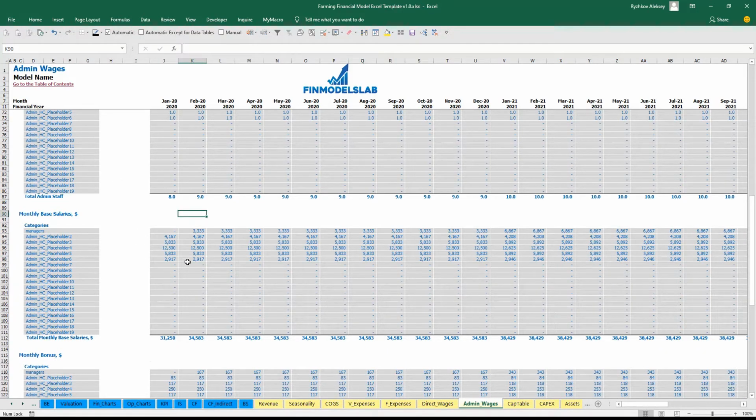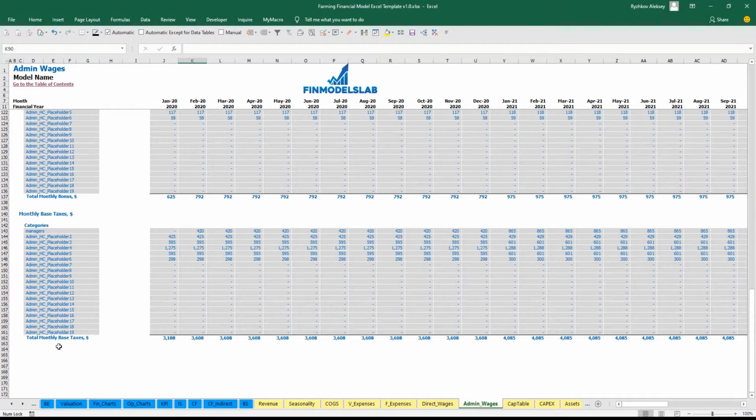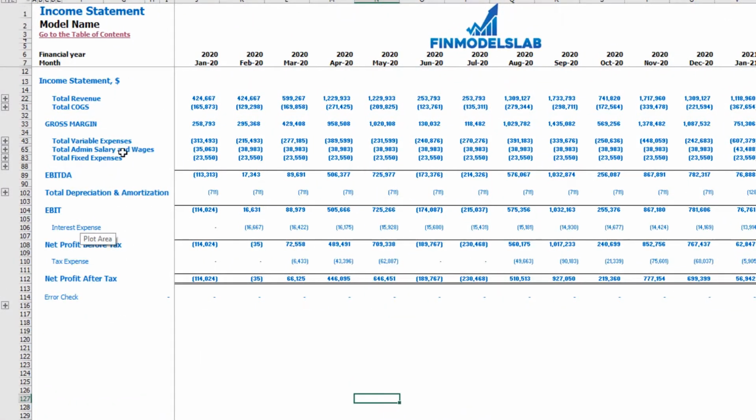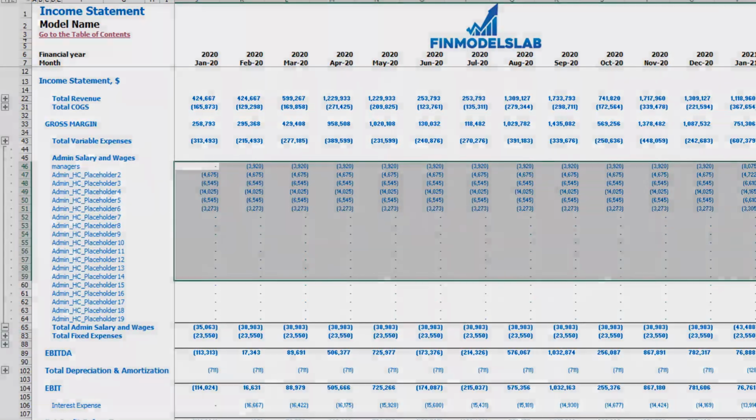Here you can have monthly base salaries, monthly bonus calculation, and monthly base taxes, which is payroll taxes. And under income statement you have total admin salaries and wages section, where you may see the breakdown of all your headcounts categories and the breakdown the values by months.